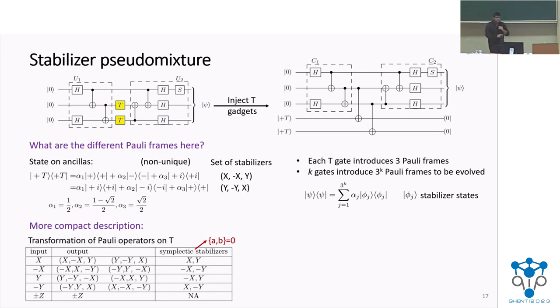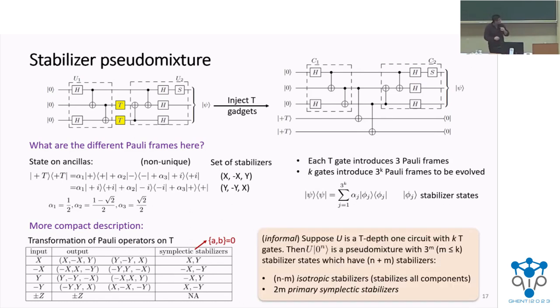But there's also a more efficient characterization if you just look at how these Paulis get transformed again under any T state. And in that case, you can actually write down these T depth 1 quantum states, even though they're a pseudo-mixture of 3^k stabilizer states. Instead of using order n stabilizers for each component and having an order 3^k n description, you can actually look at just n plus k stabilizers that they all share.